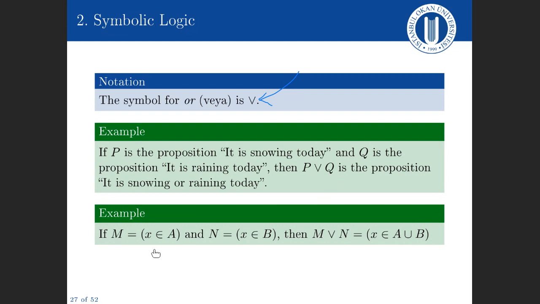Or another example using set notation. If M is the proposition X is in the set A, and N is the proposition X is in the set B, then M or N is the proposition X is in A union B. And let me just point out the or symbol and the union symbol sort of look the same. They're both open upwards.